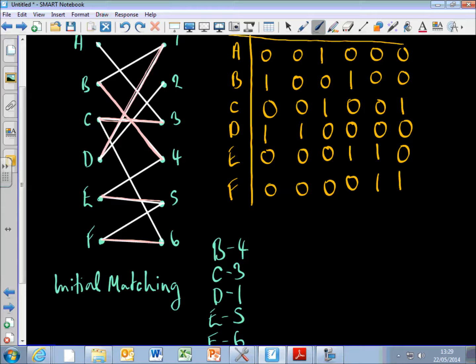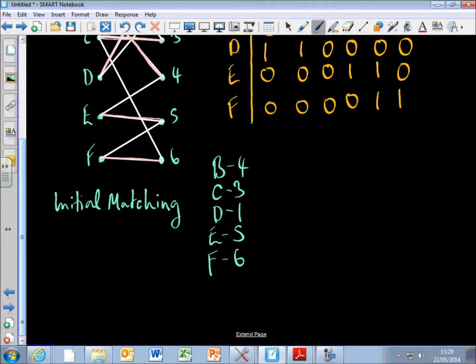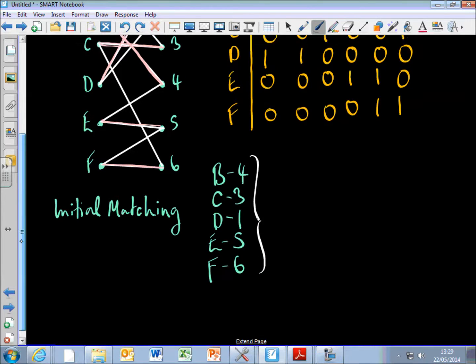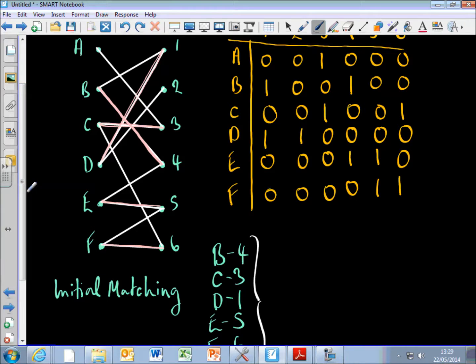Okay, so can anyone remember the method, the algorithm I used to find a better matching? Yeah, you start on the left-hand side of something that's not matched. So we're going to start at A. Okay, so I'll put that here. Start at A. Yeah, and we're going to look for something on the right-hand side that isn't matched.